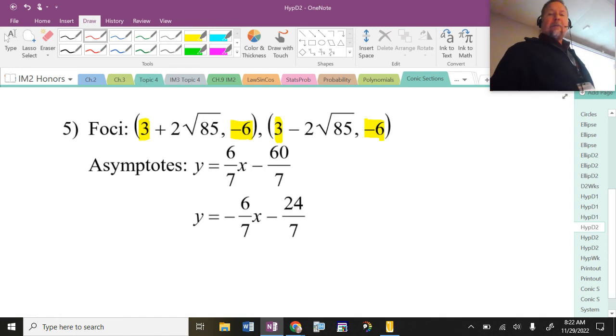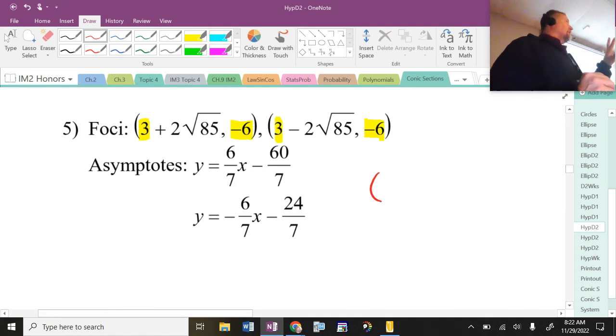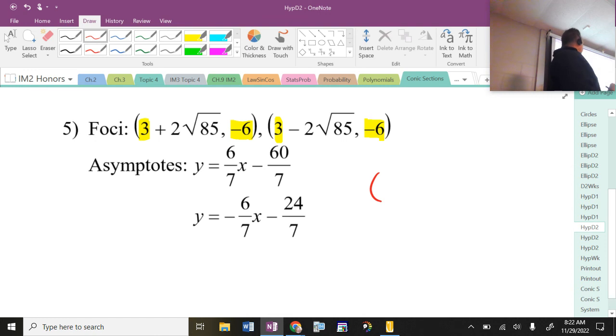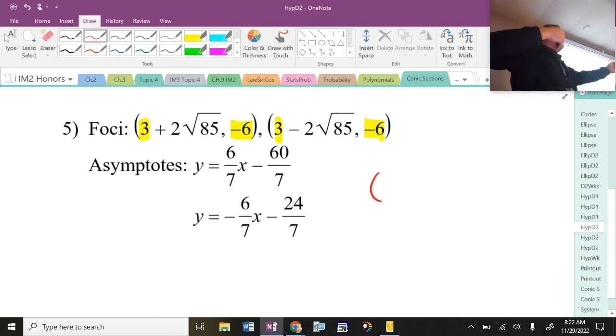So right off the bat, you may call this one the hardest one of the thing, but you're at least still going to get 2 points if you recognize that the center has to be 3, -6 because I'm affecting the center by going right and left 2 root 85 randomly in this question.